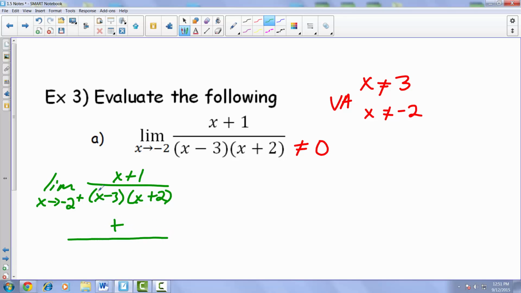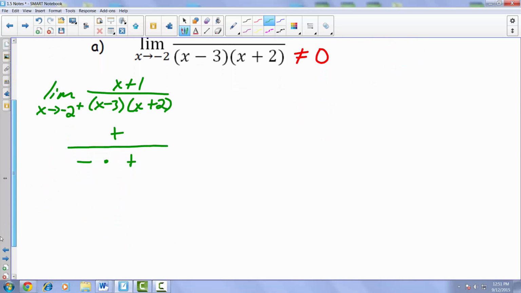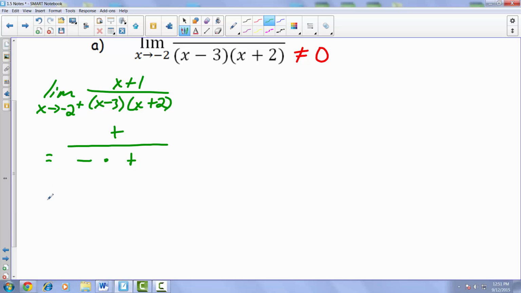over a negative times a positive. So on the bottom we would end up with a positive divided by negative times a positive, which is a negative. We see that we have a positive divided by a negative, so we would think that we would end up with a negative, and as it's approaching this vertical asymptote, negative infinity.